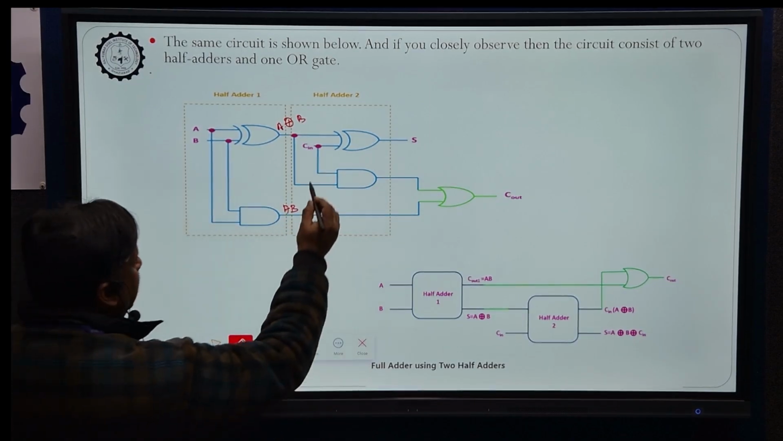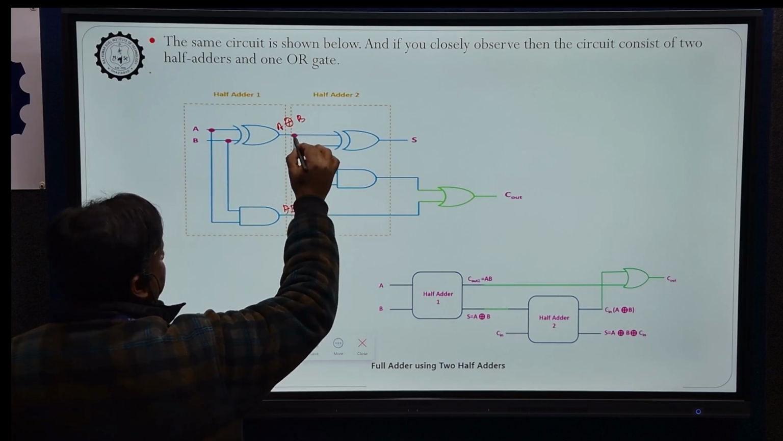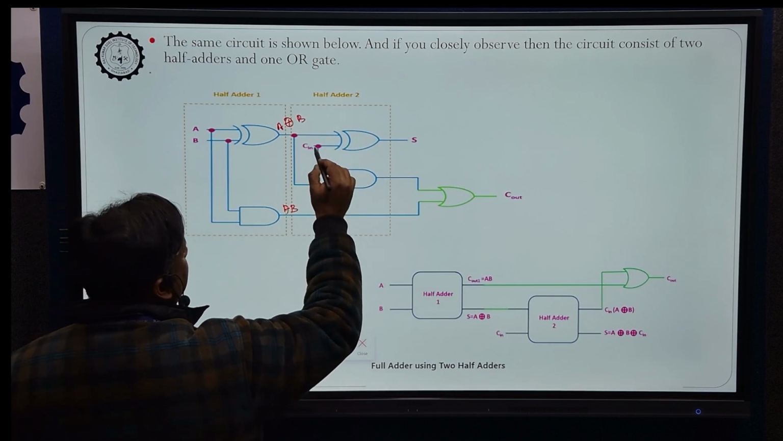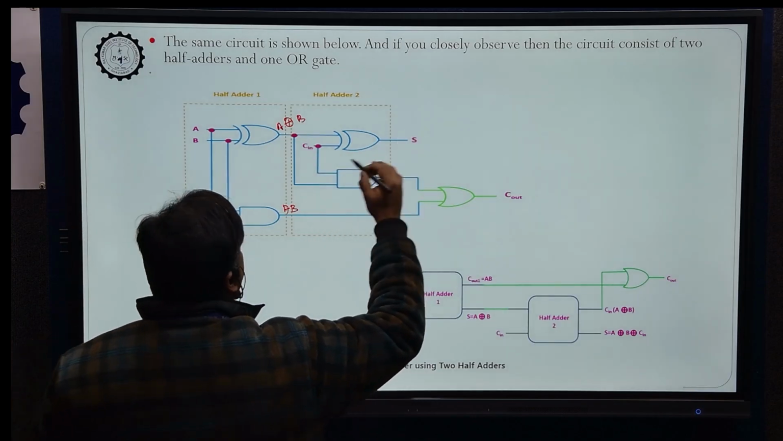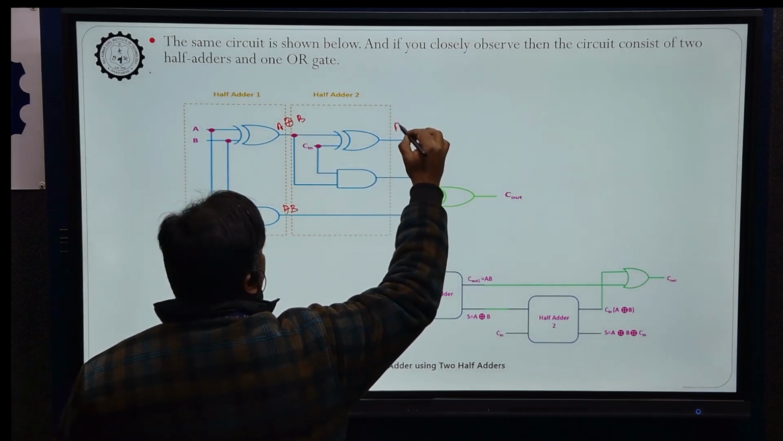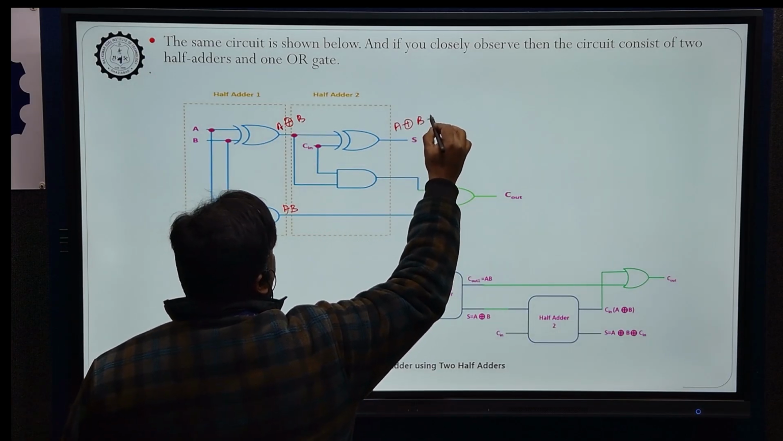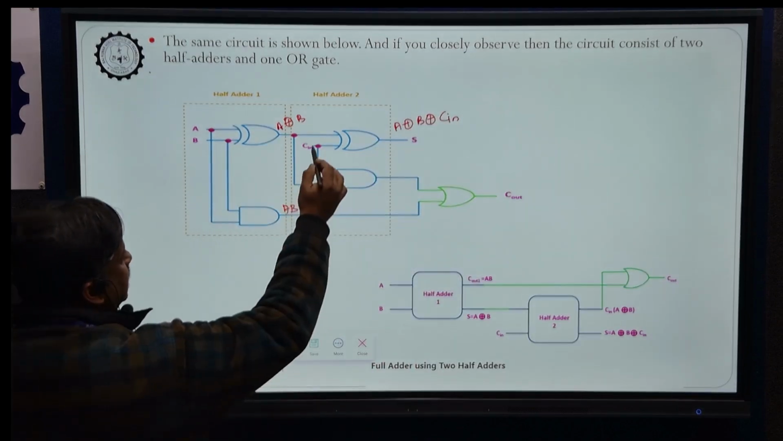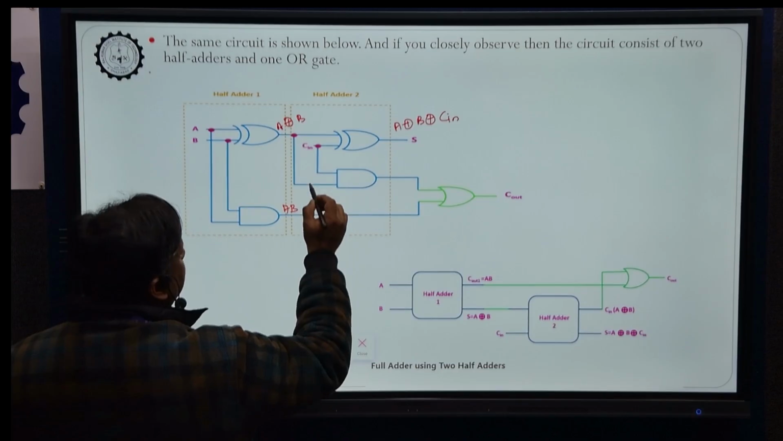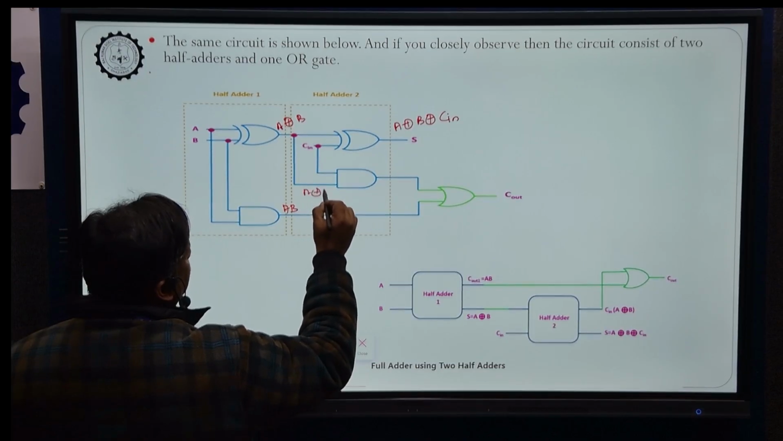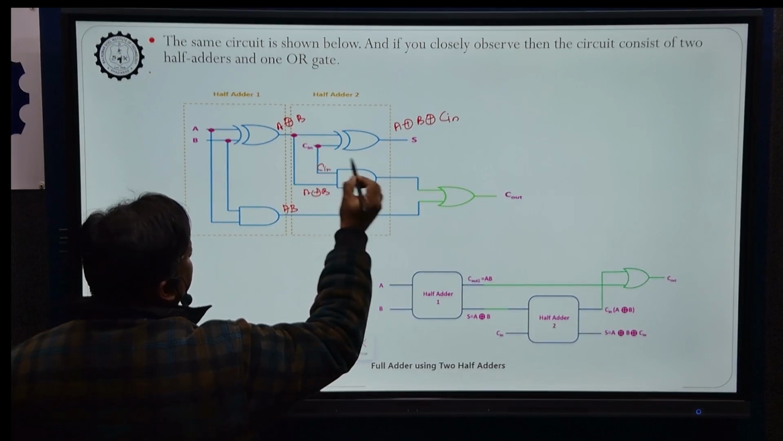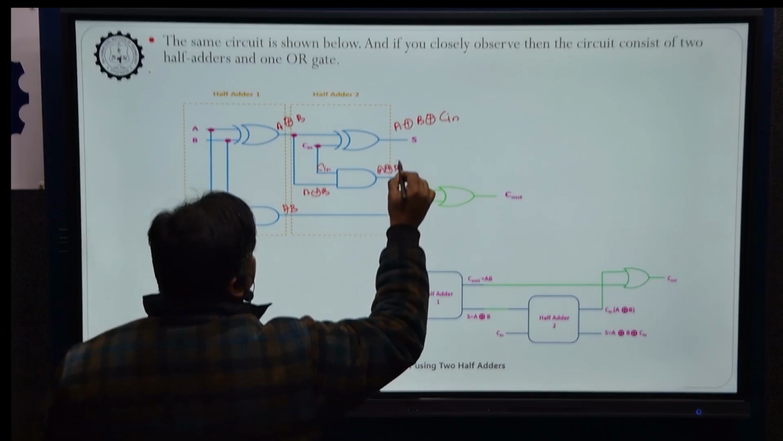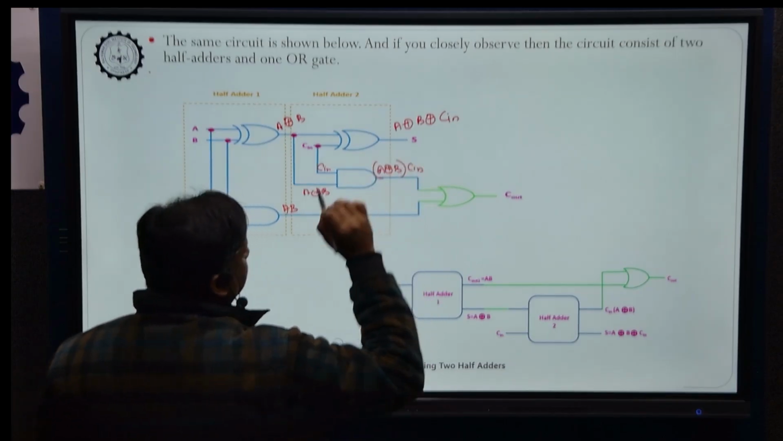Okay, so here you can see the output of the first half adder is connected to the second half adder. So this is A XOR B, and here we have C in. So the final output is A XOR B XOR C in. And now there is another AND gate. One of the inputs is A XOR B, another input is C in. So this output is (A XOR B) into C in.